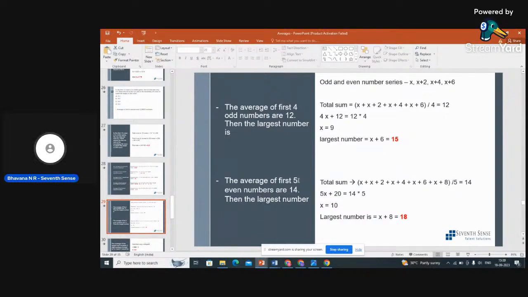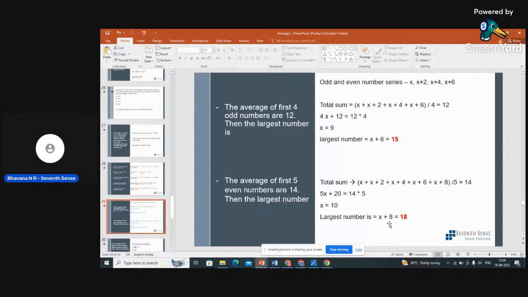Next, the average of the first five even numbers is 14. Then what is the largest number? The first five even numbers are consecutive numbers, so we have to write them in this form, as we have seen from the start.